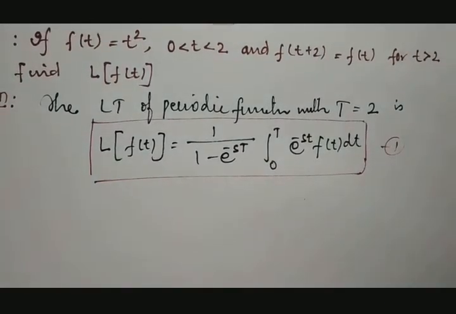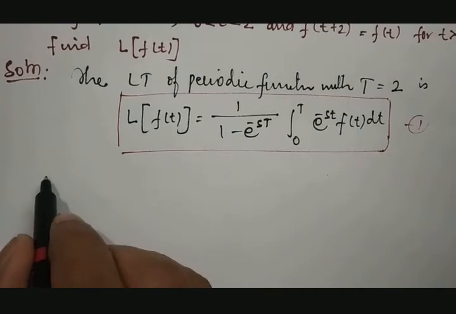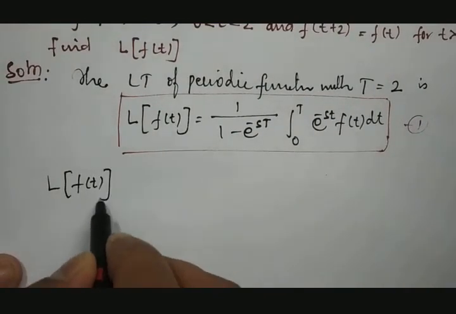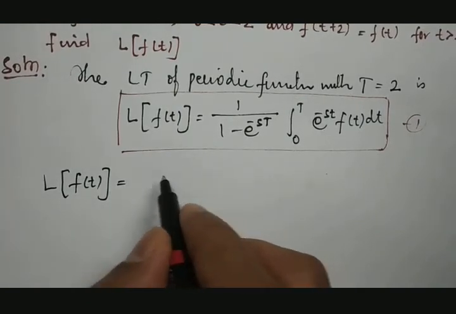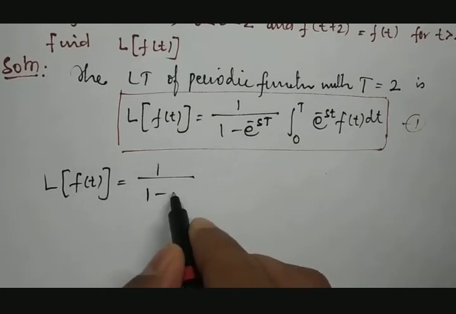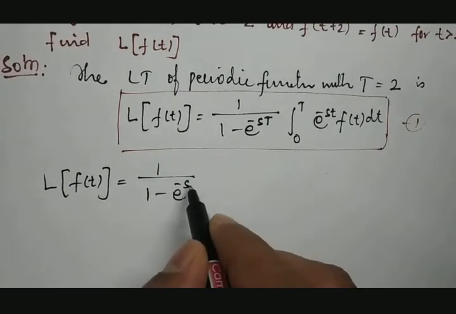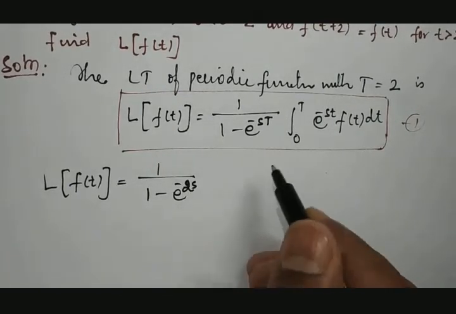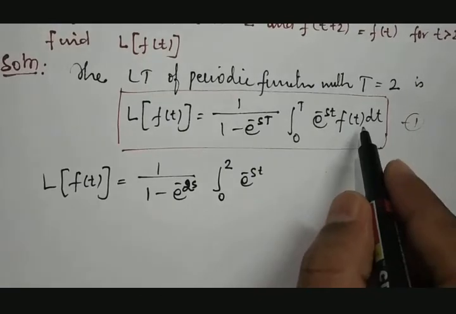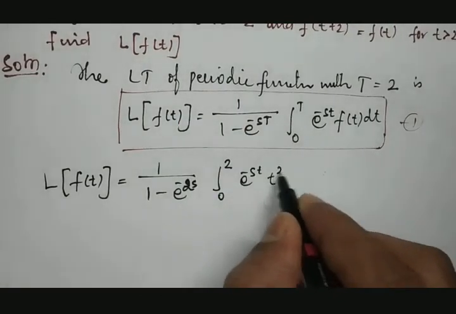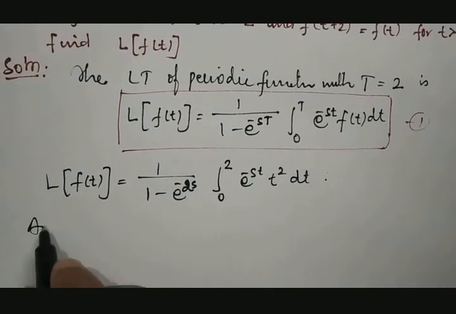Therefore, the Laplace transformation of f of t is equal to, substitute, 1 divided by 1 minus e raised to minus s into T. But what is T here? 2. So it becomes 2s. Integration between 0 to 2 of e raised to minus st into f of t, and f of t is t square, with respect to t. Then what to do?